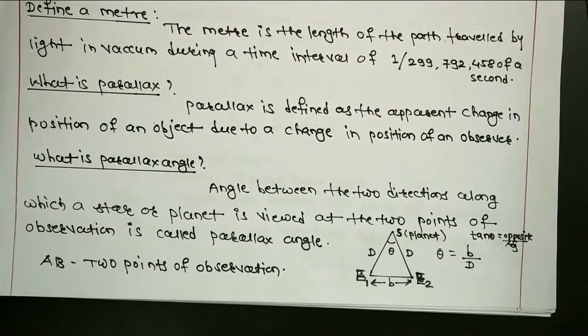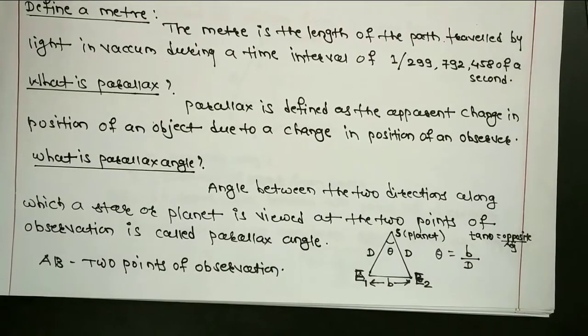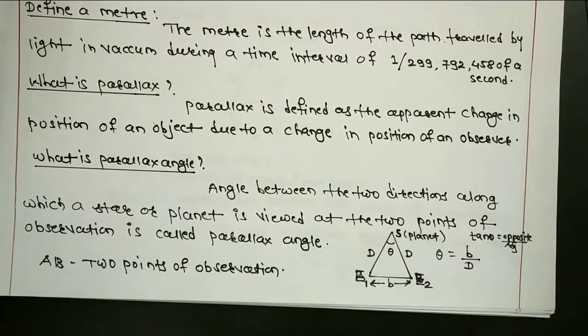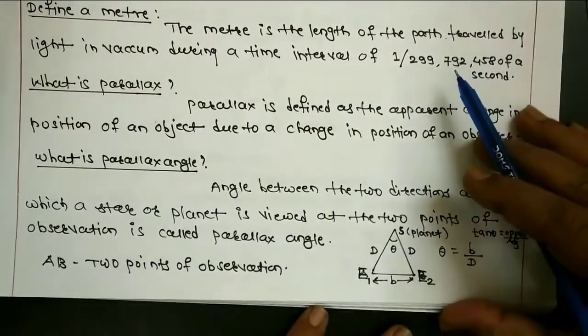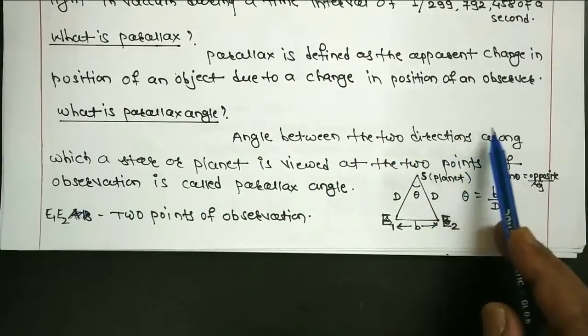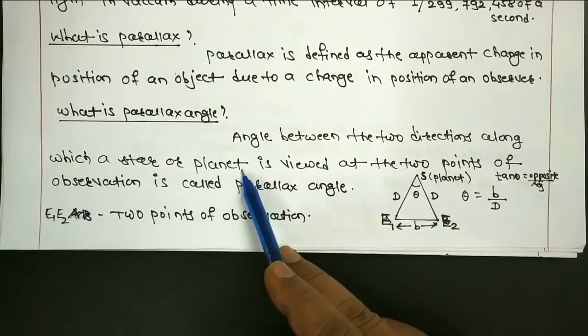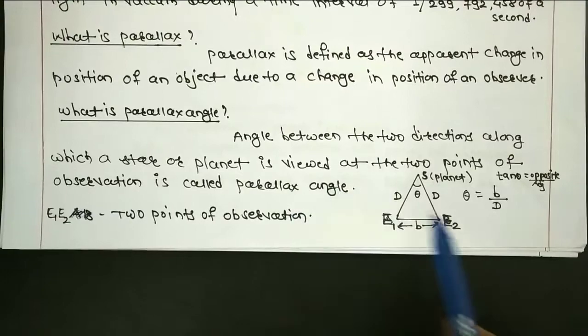For example, hold a pen at one hand distance. Now if you look at the pen with your right eye, with the left eye closed, and again look at the pen with your left eye, with the right eye closed, the position of the pen appears to be changed. This is called parallax. What is parallax angle? The angle between the two directions along which a star or a planet is viewed at the two points of observation is called the parallax angle.